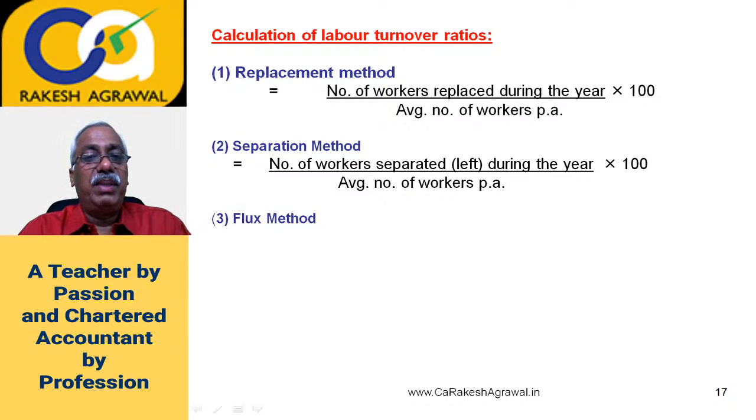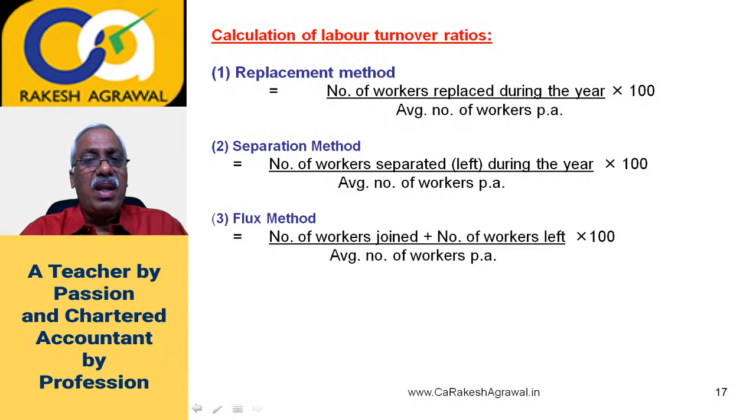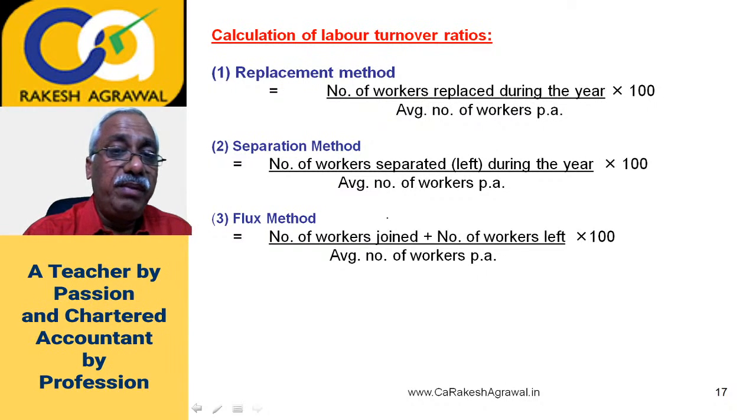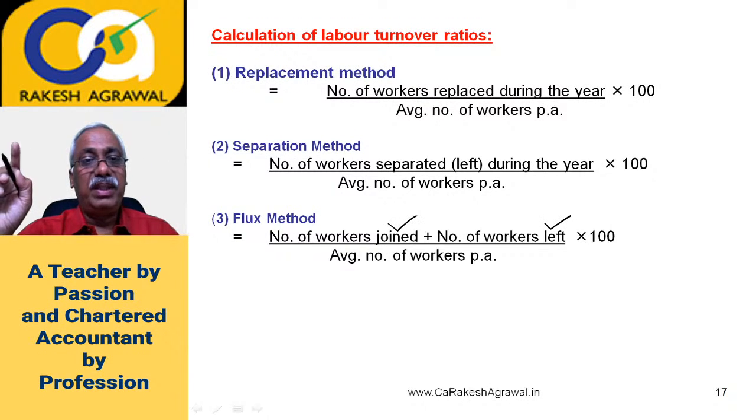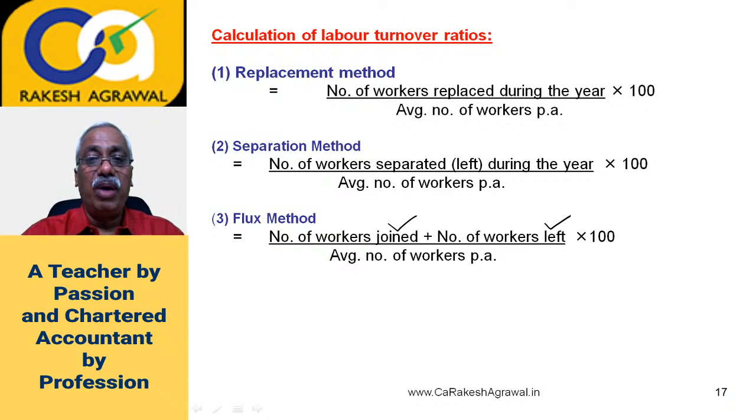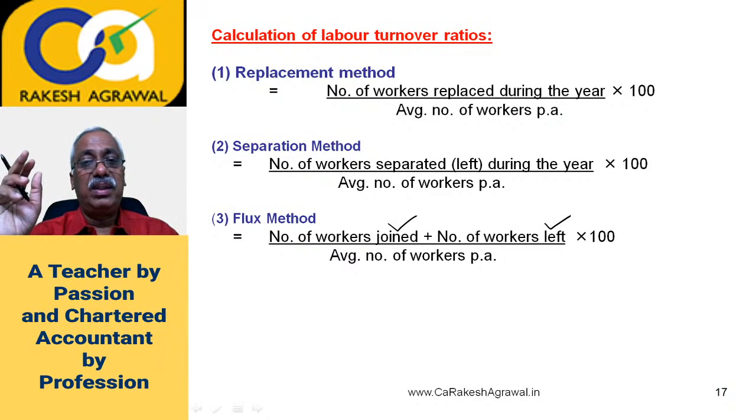Third one is flux method. Now flux method is slightly different. In flux method, we take number of workers joined as well as number of workers left. Both are clubbed in flux method. So you are taking workers coming into the organization also, you are taking number of workers going out of the organization also, divided by average number of workers into 100. That is the flux method.